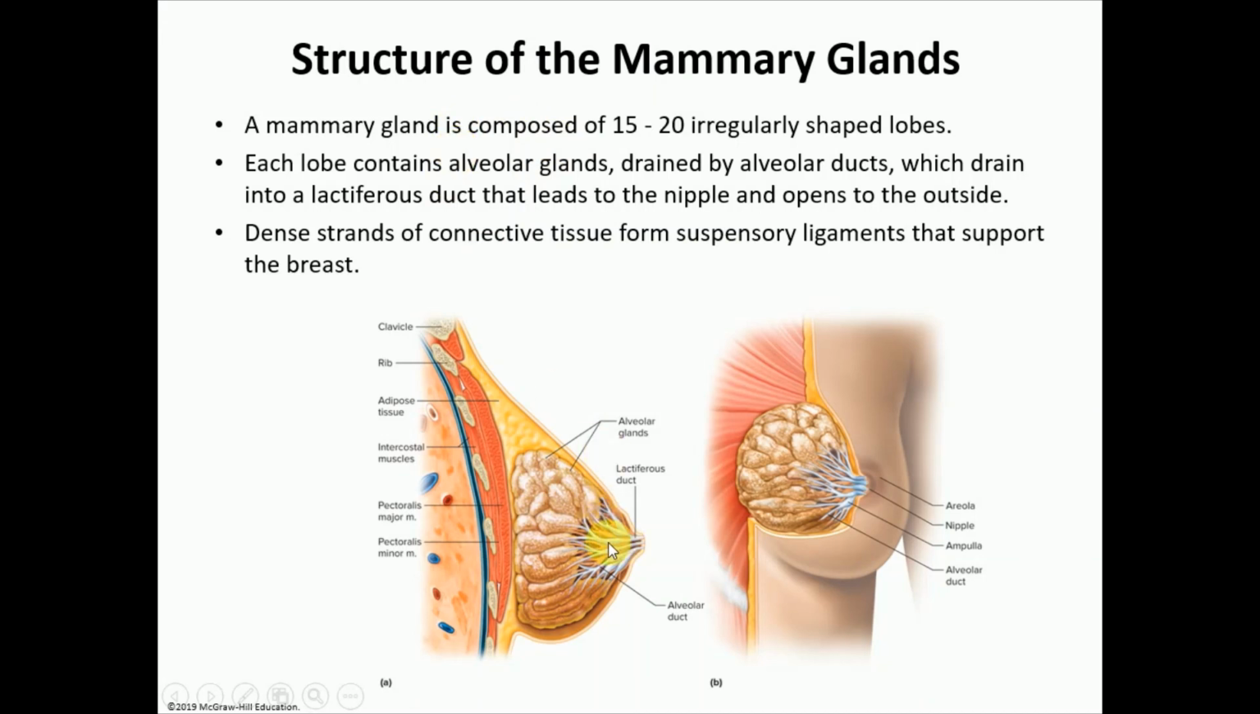Each gland has its own duct, and that duct is known as the lactiferous duct. There are also strands of connective tissue, and those strands suspend the mammary tissue to the skin. You cannot see them in this image, unfortunately, but they're known as the suspensory ligaments.